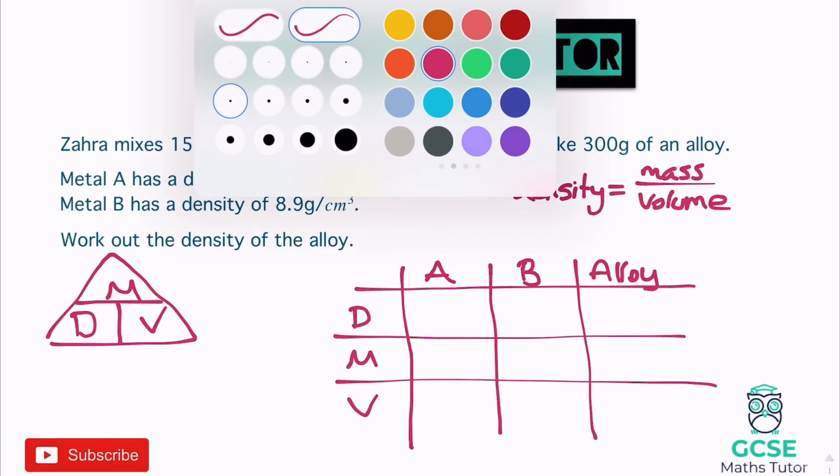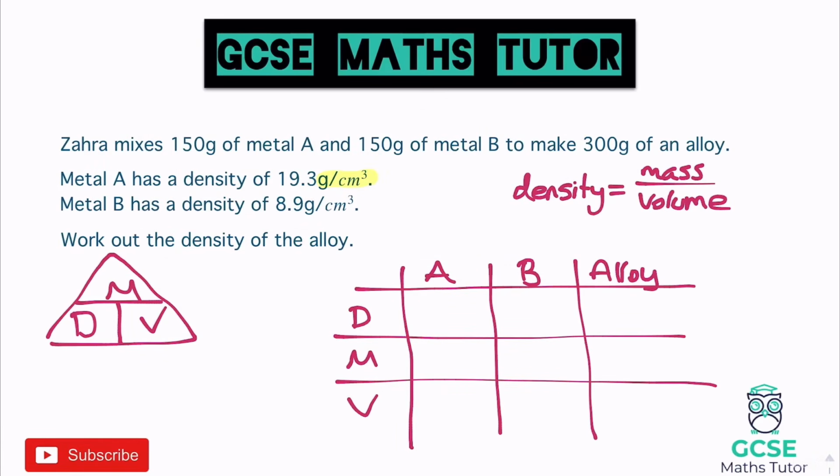Having a look at the question, let's see which information we've got so far. We've got 150 grams of metal A. That is a mass, so that's going to be 150 in my mass of A. We've got 150 grams of metal B. Again, that's another mass. And we know that's a total of 300, and even if the question didn't tell us that, which it does, we can add those together. Masses can always be added together and so can volumes. It's just the density part we're going to have to discuss.